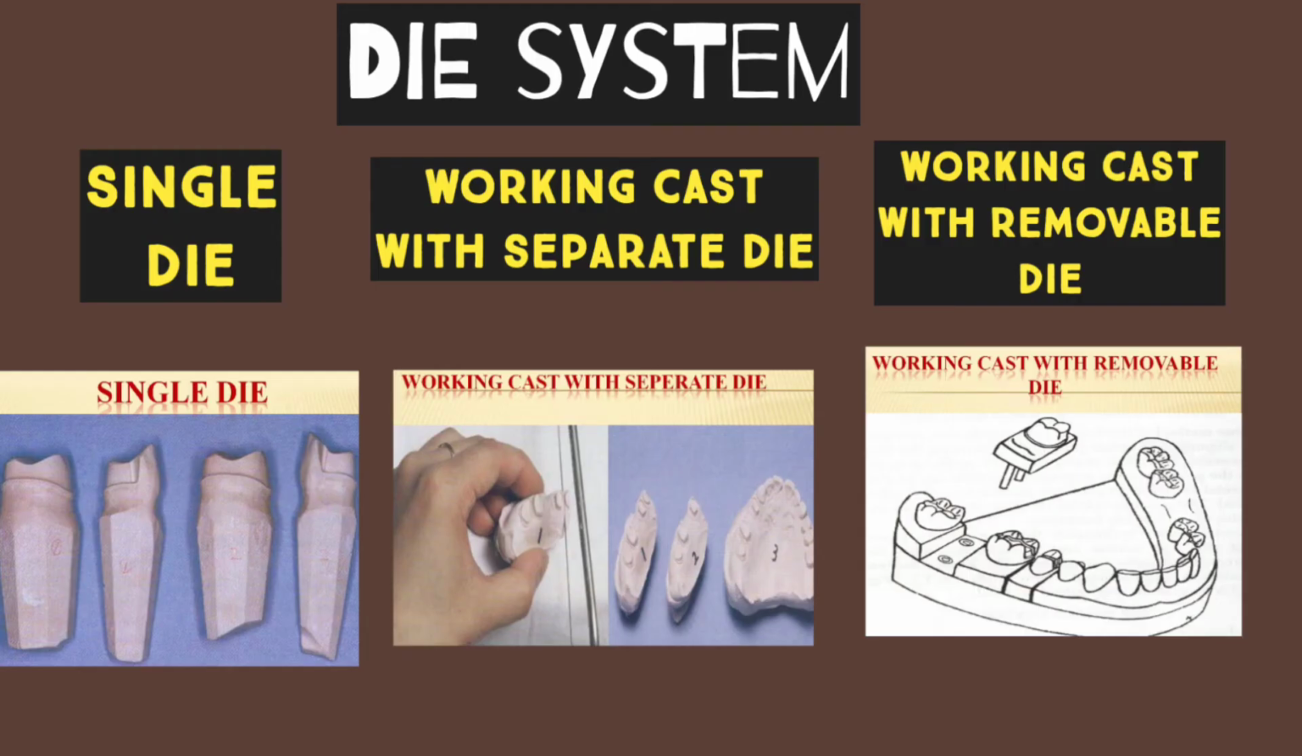Now we will discuss the die systems. We have three die systems: first is the single die, second is the working cast with separate dies, and third is the working cast with removable dies. So these are the types of die systems.